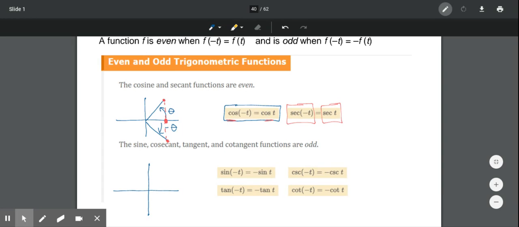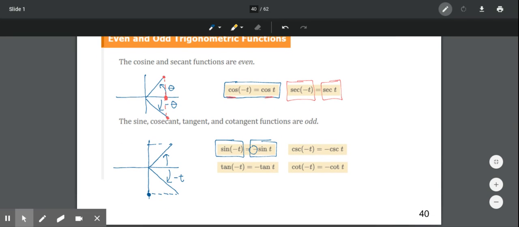So for your sine, we have the sine of negative t equals the negative sine of t. Same thing with cosecant, tangent, and cotangent. So if you rotated a negative t, a negative angle, this sine value down here, which is your y value, would be the same thing as if you rotated positive t, this sine value, but made it negative down here.